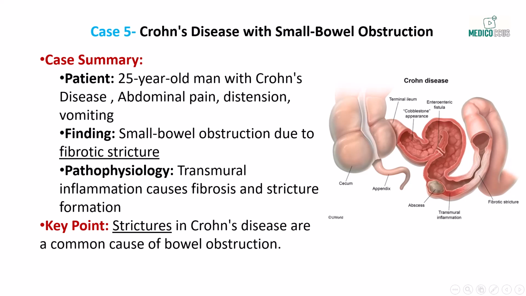The underlying cause is a fibrotic stricture resulting from chronic transmural inflammation, a hallmark of Crohn's disease. Strictures in Crohn's disease develop due to a combination of edema, fibrosis, and hypertrophy of the muscularis mucosae, all of which contribute to narrowing the intestinal lumen and obstructing the passage of bowel contents. This case underscores the progressive nature of Crohn's disease and the importance of monitoring for complications that may require surgical intervention.